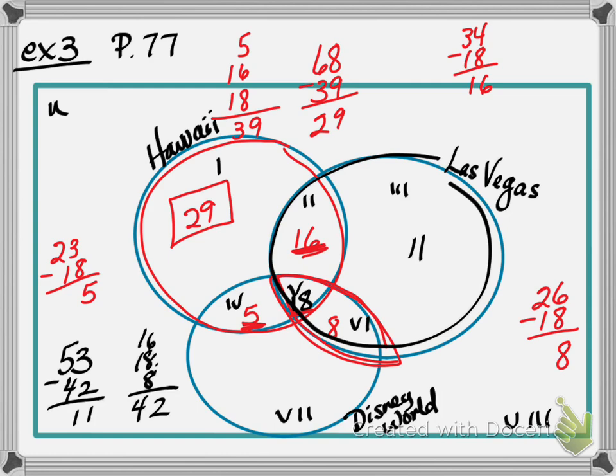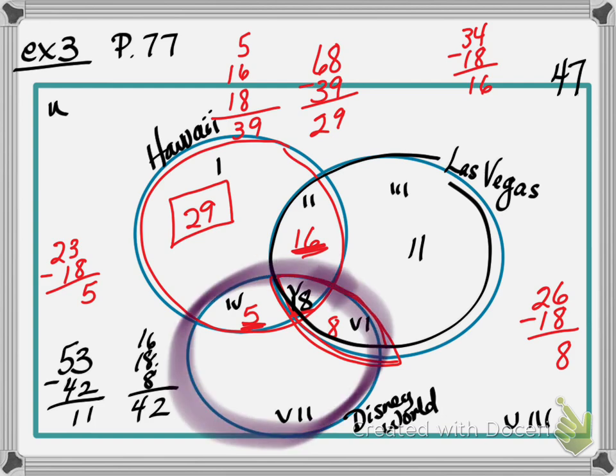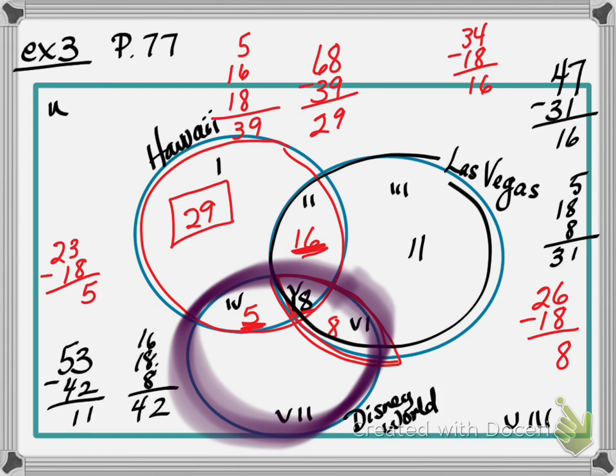And then lastly, for Disney World, there were 47 people that wanted to go to Disney World. But that included everyone that's already in the Disney World circle. So we had 5, 18, and 8 people already in the Disney World circle, which is 31 people. You're going to subtract that from the 47 that were interested in Disney World and get 16 here. Okay, so you've got a few problems to try with this application idea, and I will see you Wednesday.